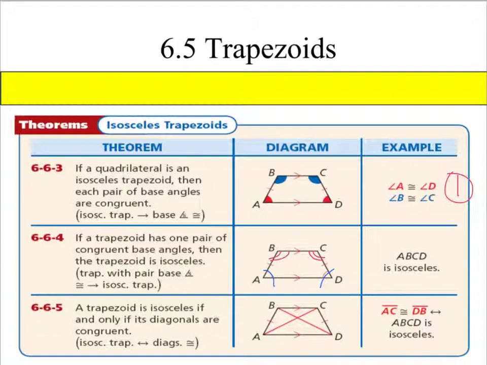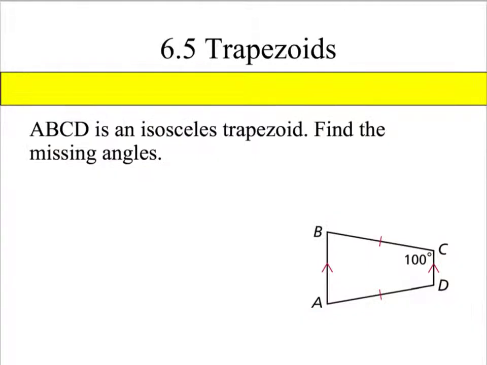All right. Last one: a trapezoid is isosceles if and only if its diagonals are congruent. So if you have two diagonals that go across to the non-consecutive point, then you will have an isosceles trapezoid if AC is equal to BD. That's the last of the theorems you have. We're going to try a problem.